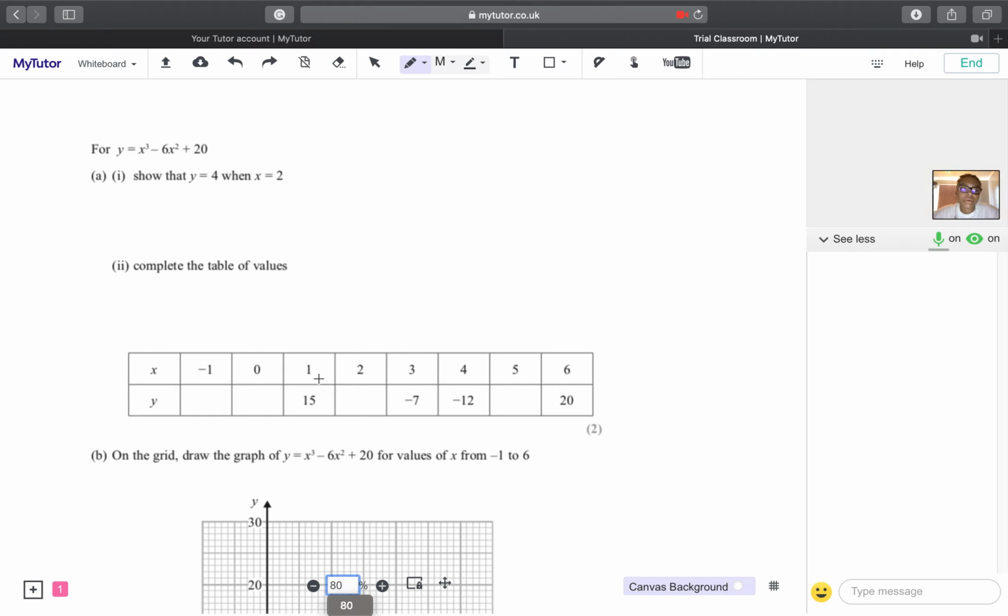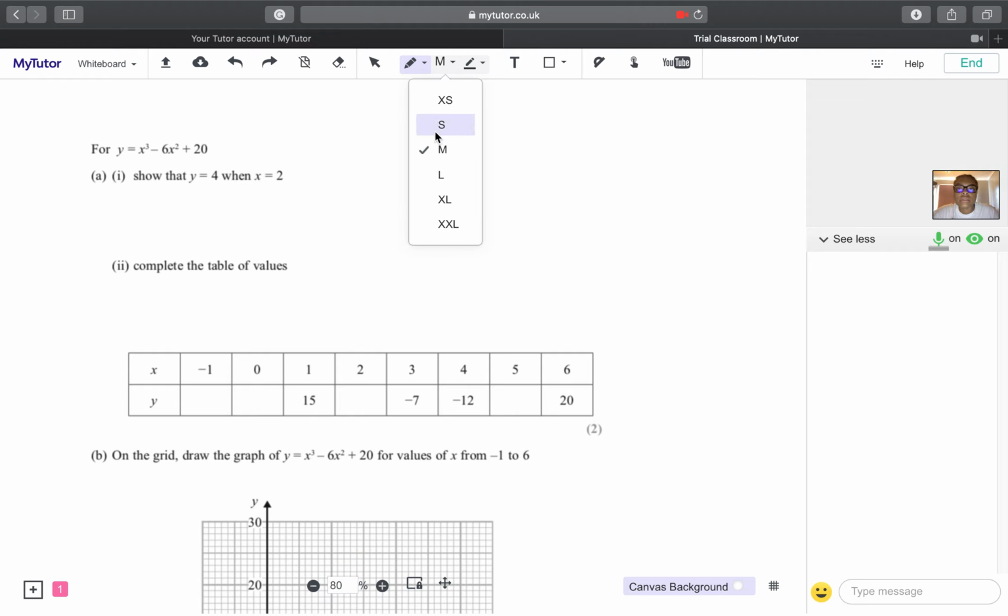We're going to be answering a question on cubic graphs. So for y equals x cubed minus 6x squared plus 20, show that y equals 4 when x equals 2. So all we need to do is substitute in x equals 2 into our equation and solve it.